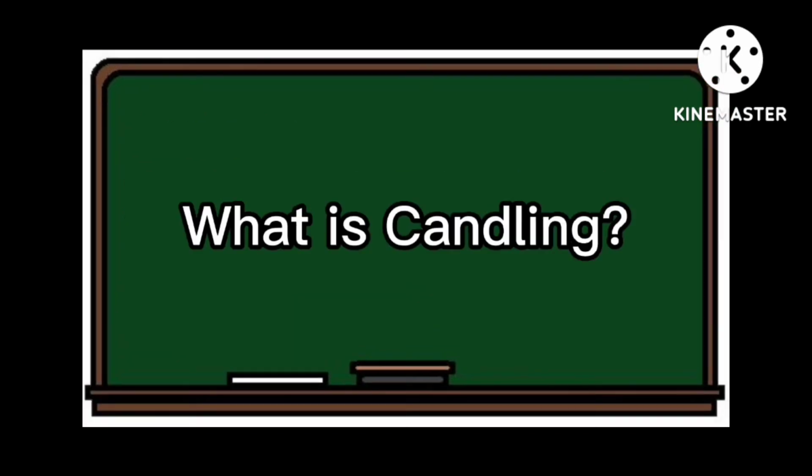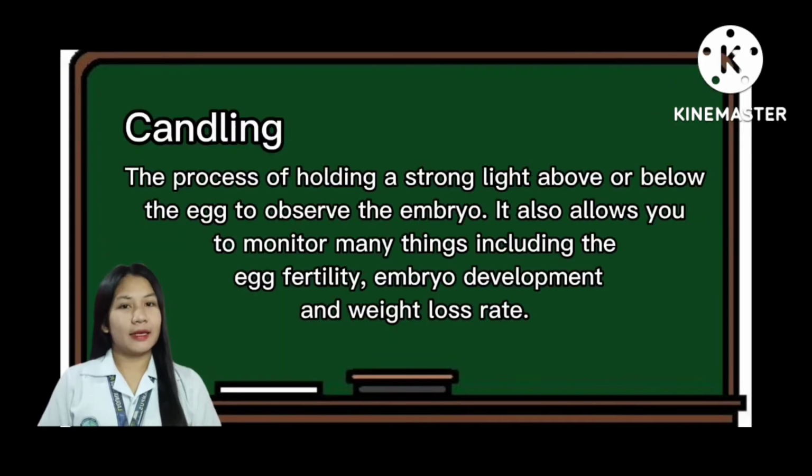What is candling? Candling refers to the process of holding a strong light above or below the egg to observe the embryo. Candling allows you to monitor many things, including the egg fertility, embryo development, and weight loss rate. The purpose of candling is to identify and remove non-viable eggs, infertile or early death. You can also avoid the risk of a rotten egg exploding and contaminating your hatch with dangerous germs.